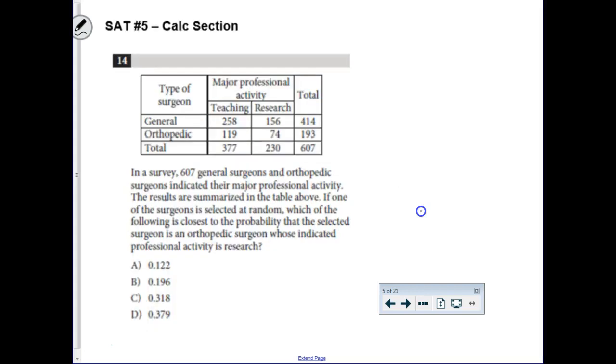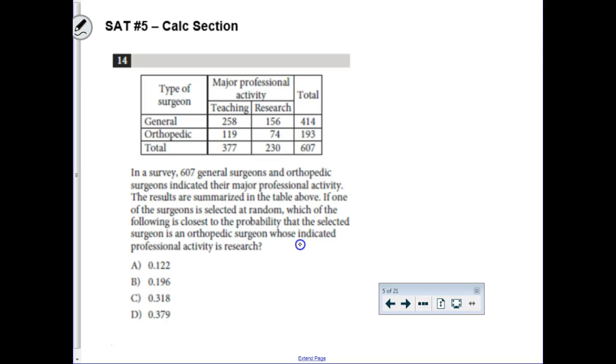All right, number 14. So totally different test. And my friends who've been visiting us for SAT prep, this is going to be one that we're going to come up to probably today after school. So we have some more data in a table, and it's about surgeons and their different professions, teaching versus research. There's 607 surgeons, general and orthopedic surgeons. If one of the surgeons is selected at random, which of the following is closest to the probability that the selected surgeon is an orthopedic surgeon whose indicated profession is research?